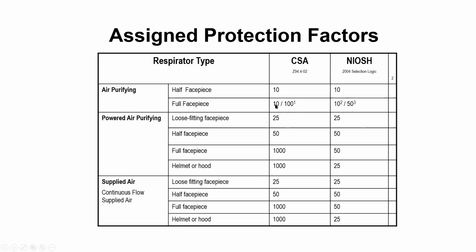Full phase, we have 2 numbers, 10 and 100. Number 10, if there is no other number, means that for 10 particles stopped, no more than 1 can go through into our respirator. With full phase, we have 2 numbers: 1 is 10, 1 is 100. Number 10 is for qualitative fit testing with smoke or sweet or bitter solution. So if fit testing is done with smoke or sweet or bitter solution using a hood, then assigned protection factor is 10.